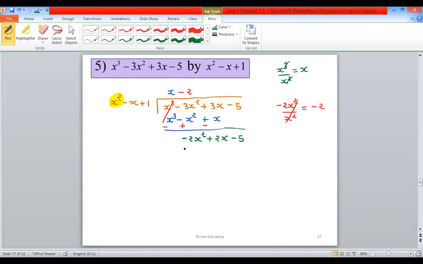This minus 2 is multiplied one by one with the given divisor: minus 2 into x squared gives minus 2x squared, minus minus gives plus 2x, and minus 2 times minus 1 gives plus 2. Change their signs. This plus, this negative, this is plus. So it cancels. Here again, plus 2x minus 2x cancels. Minus 5 plus 2 is minus 3. So I got the remainder and quotient both. The quotient is x minus 2 and the remainder is minus 3.